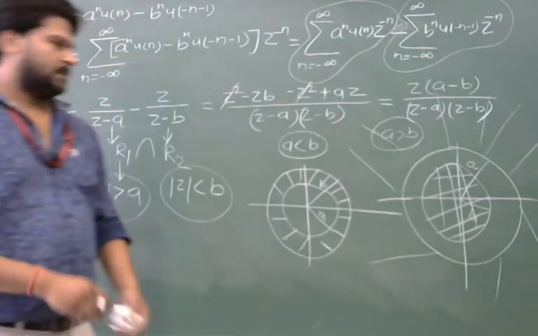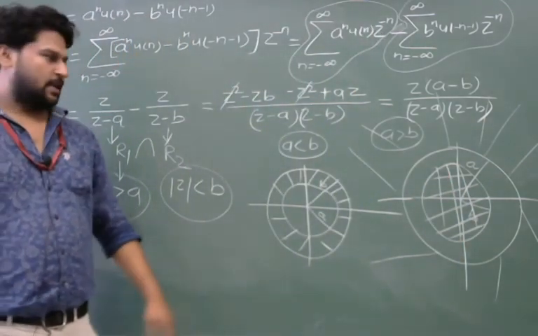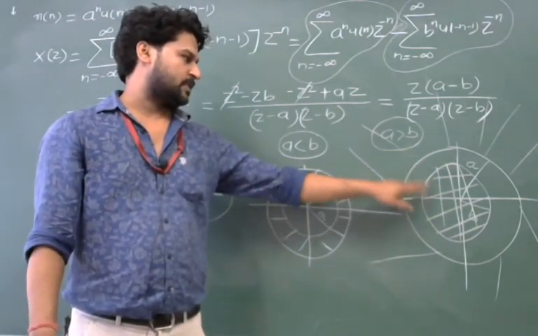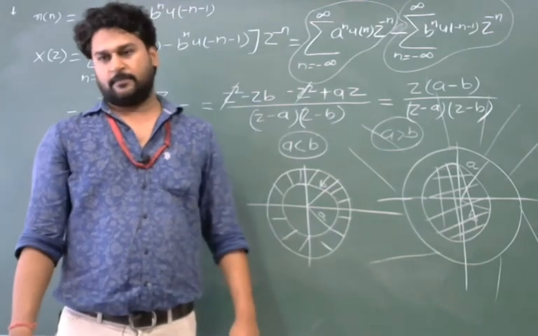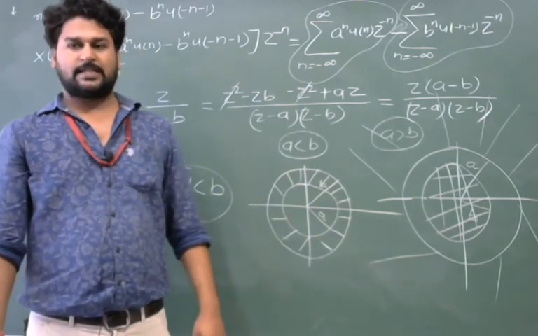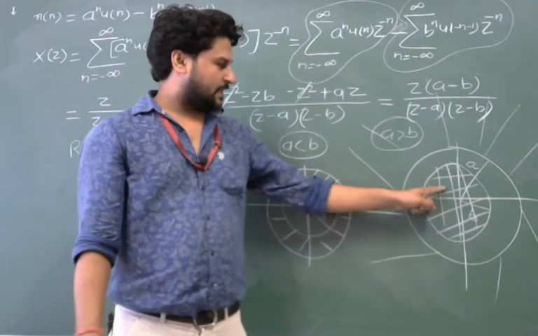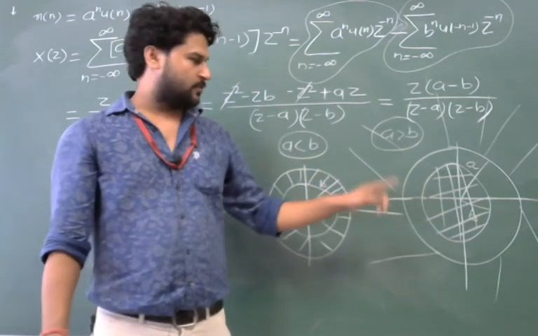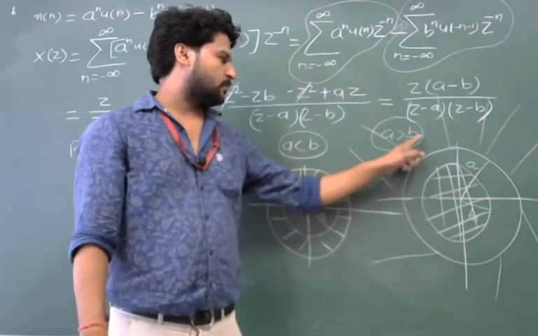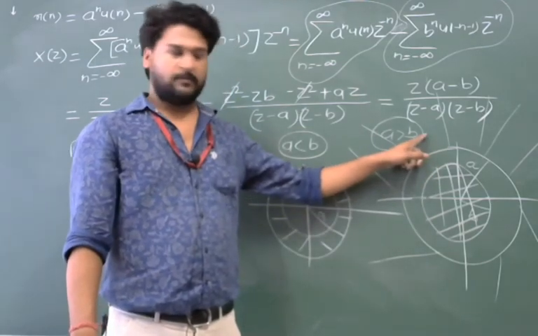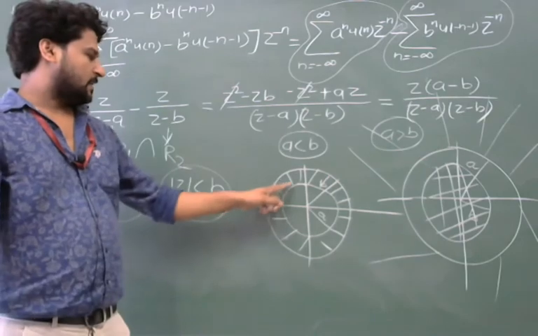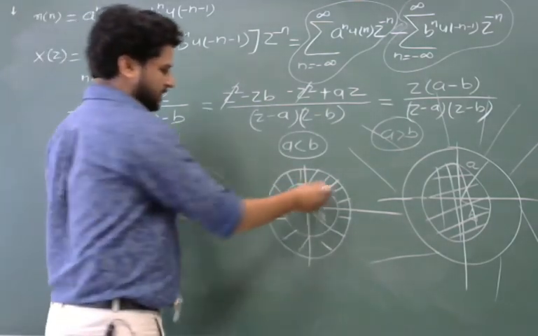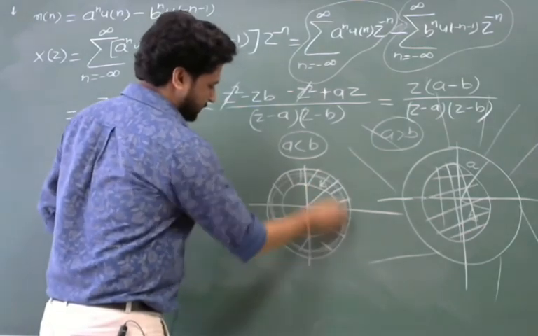It means that Z should exist in these two regions, and we have to get the intersection of these two regions, which is not possible. Getting the intersection in this region and this region is not possible because nothing is going to be common in these two regions. Whereas in this case, Z is greater than A and less than B. This region is common in both the cases.